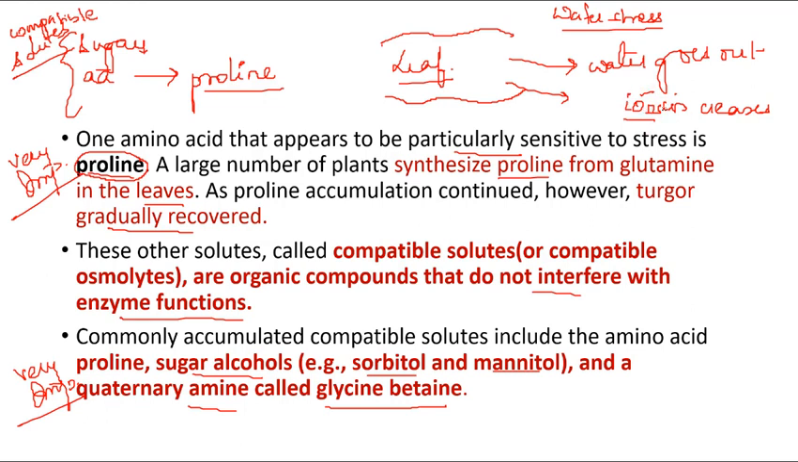So to adapt, what does the plant do? They accumulate these ions in the vacuole. They move these ions into the vacuole. And another process which they show is that they synthesize compatible solutes.